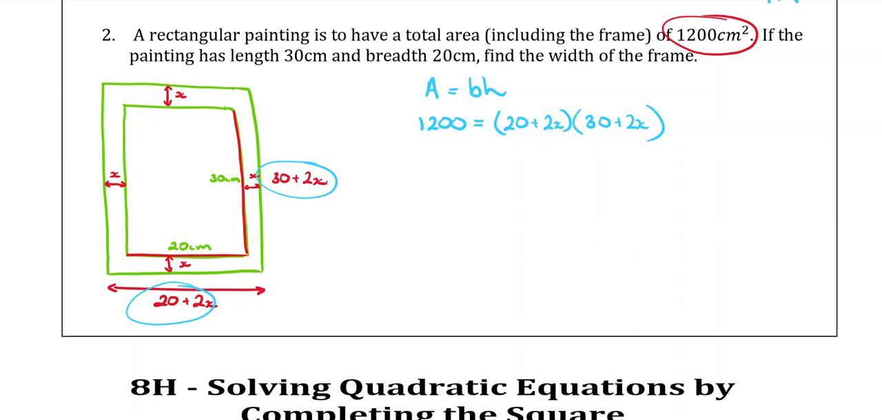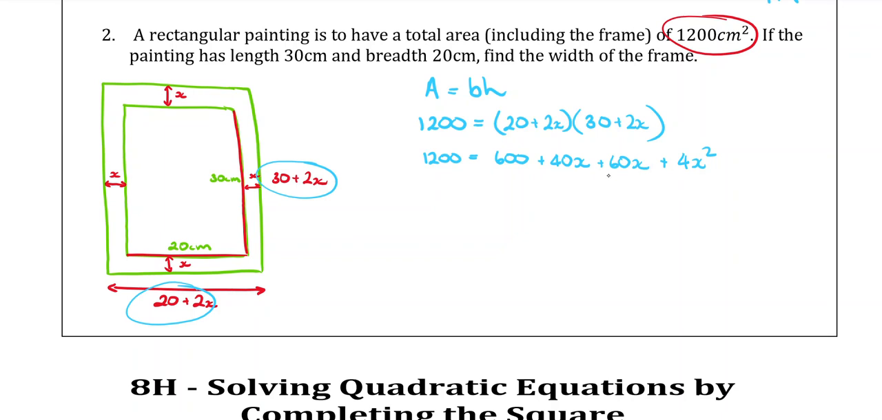Now I'm going to expand that out. So 20 times 30 is 600. 20 times 2x is 40x. 2x times 30 is 60x. And 2x times 2x is 4x squared.